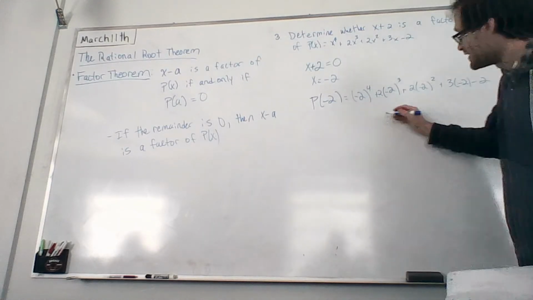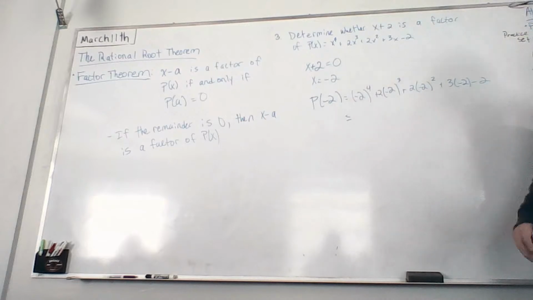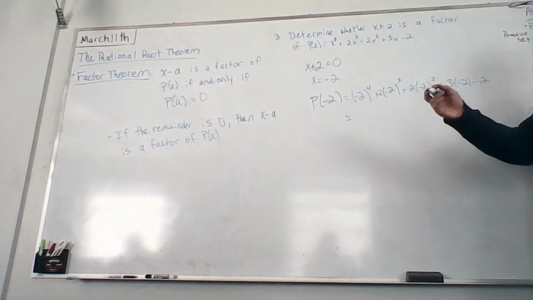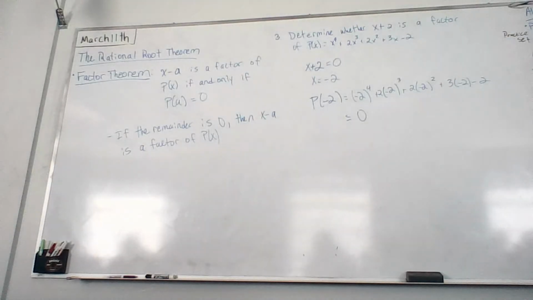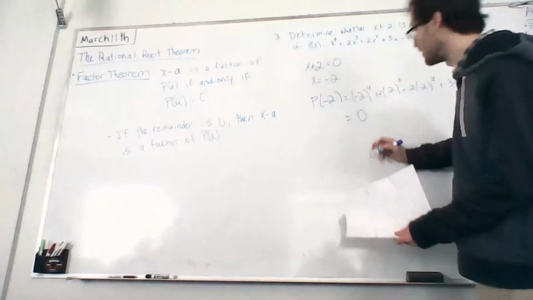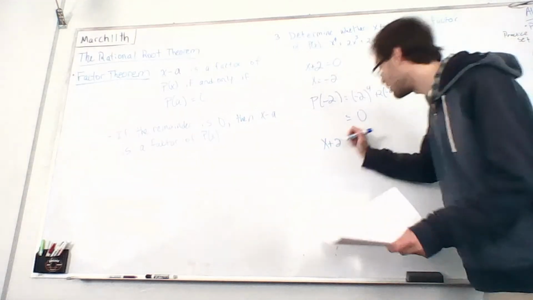Okay, all right. If you skip the baby math, you'll get 0. If you get a 0, that is how you tell. When you see a 0, that's how you know. x plus 2.